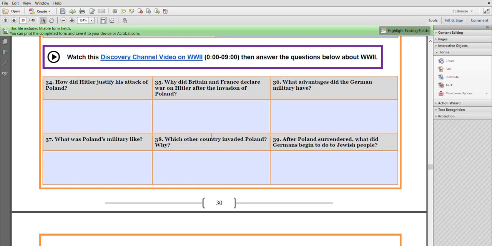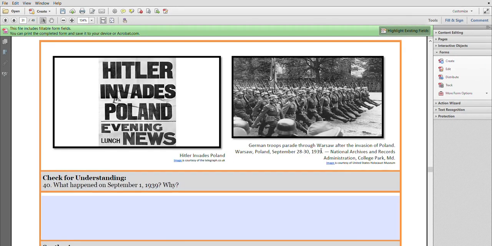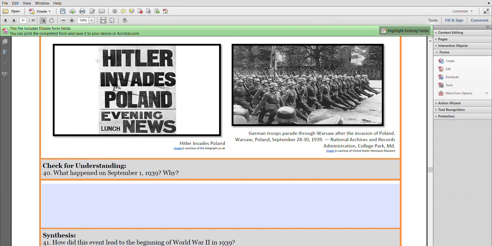Kind of know that one already. 39. After Poland surrendered, what did Germans begin to do to Jewish people? Down here we see a few more images from the news. Hitler invades Poland, and here you see the German troops marching in formation.